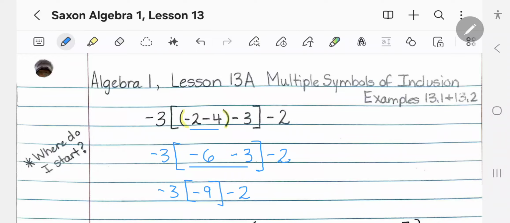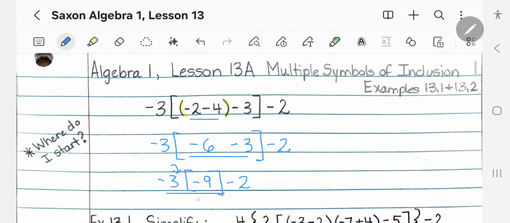And notice I left the brackets because we have an indicated multiplication right here. So now I can do this multiplication. Negative 3 times negative 9 is positive 27. And then I bring down the minus 2, and that's equal to 25. Okay, and your book says they're added because they're looking at it as 27 plus a negative 2, which again is the same as subtracting.